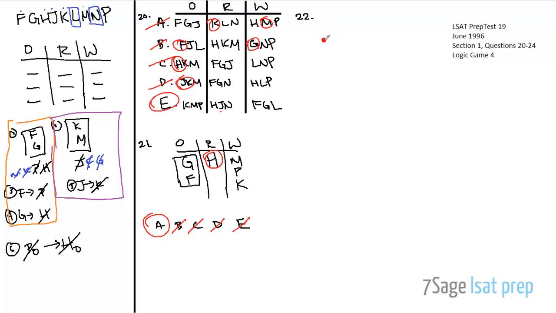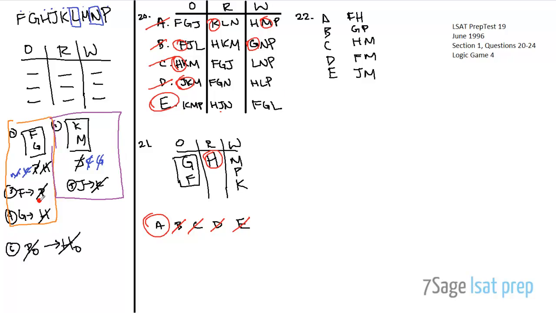Okay, how about 22? Which of the following could be a pair of students who could be assigned to the same panel as each other? Okay, so A, B, C, D, and E. Let's go ahead and reproduce these answer choices real quick. GP, HM, FM, JM. Okay, so first things first.